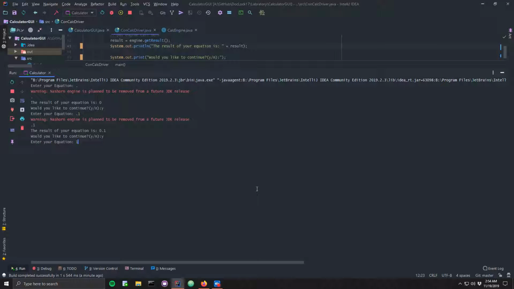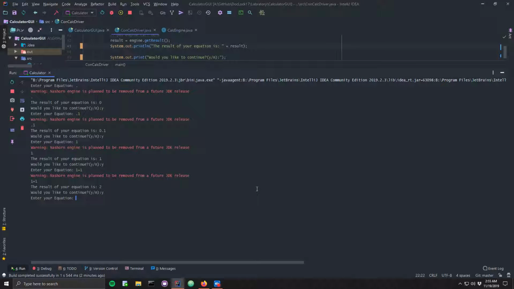Now, I've already begun going through this. As you can see, the result of period is 0, the result of 0.1 is 0.1, the result of 1 is 1, and while I'm going along here, you'll notice that in between each equation it asks us if we'd like to continue. If not, it'll break the loop and we'll move out of the program, but in the meantime, this is where we're at. So now we'll start doing some arithmetic.